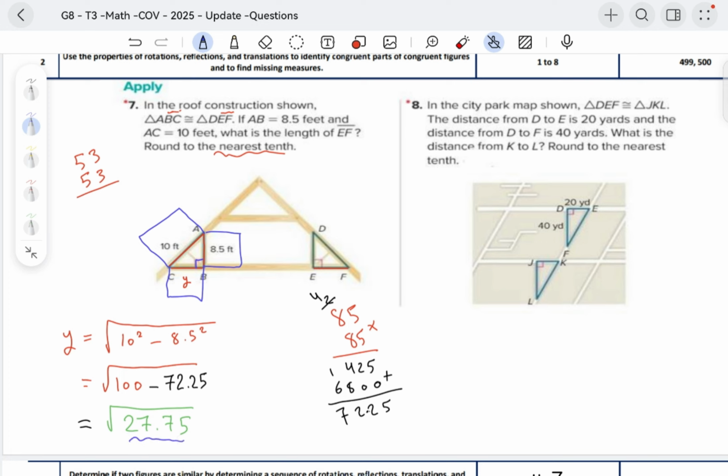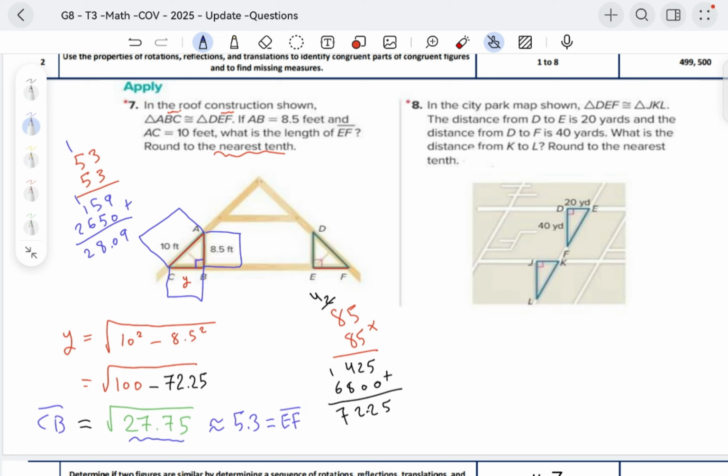3 times 3 is 9. 3 times 5 is 15, plus 5 times 3 is 15. 5 times 5 is 25, plus 1 is 26. So we get 28.09, which is very close, so it's acceptable. So y, which is segment CB, equals approximately 5.3, and this is equal to segment EF.